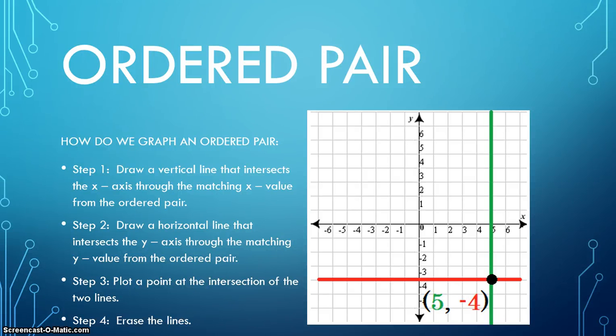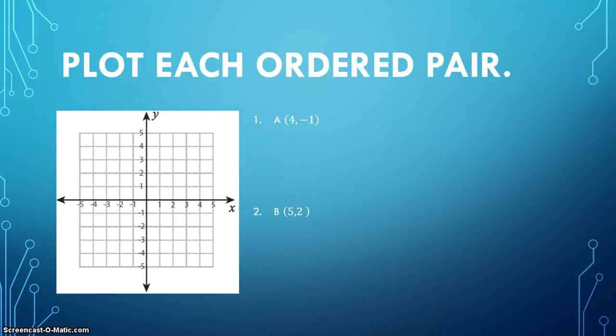Alright, so we are going to go over how we do this, and as you can see, I have two examples on the screen now. I have problem 1 and problem 2. Problem 1 has a point labeled A, and it's 4, -1. Problem 2 has a point labeled B, which is 5, 2.